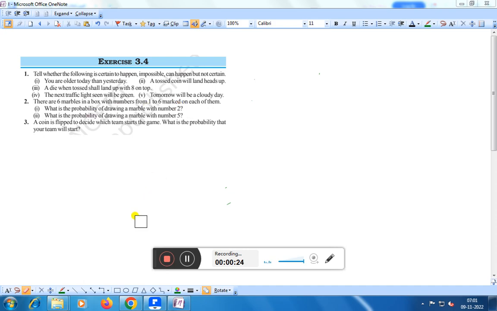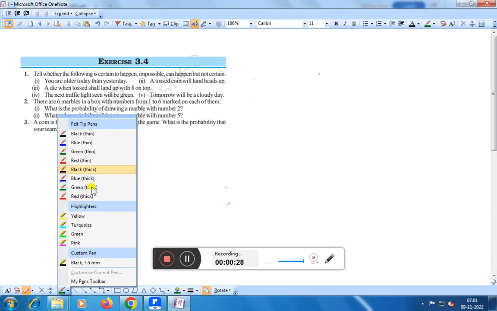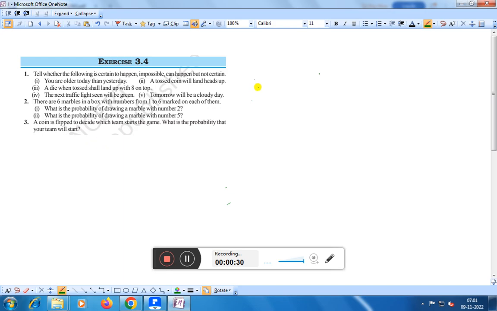Here we can solve this in this way. Question number 2: what is the probability of drawing a marble with number 2? Let us find the probability of drawing a marble with number 2.